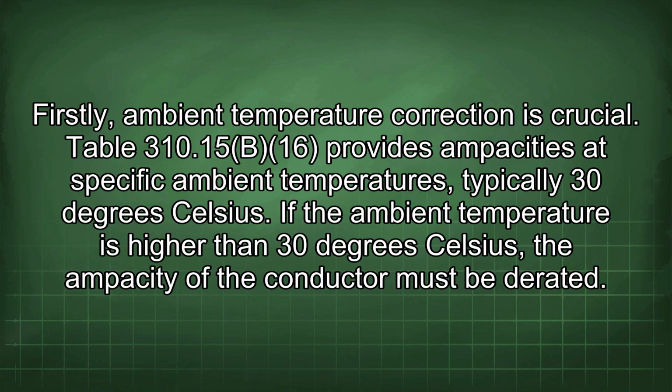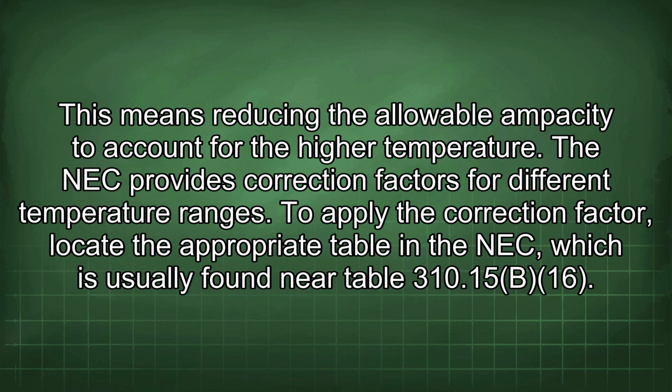Firstly, ambient temperature correction is crucial. Table 310.15(B)(16) provides ampacities at specific ambient temperatures, typically 30 degrees Celsius. If the ambient temperature is higher than 30 degrees Celsius, the ampacity of the conductor must be derated. This means reducing the allowable ampacity to account for the high temperature. The NEC provides correction factors for different temperature ranges.